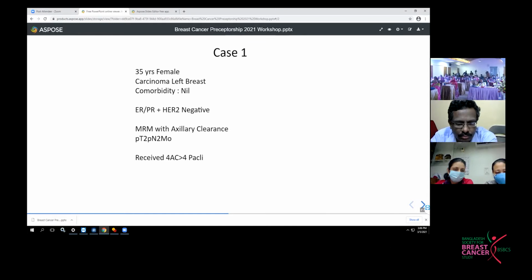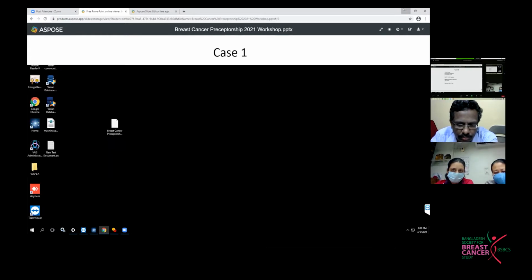So the patient received 4 cycles of AC, followed by 4 cycles of paclitaxel. After that, the patient was planned for radiotherapy. So we will show the contour of this case.